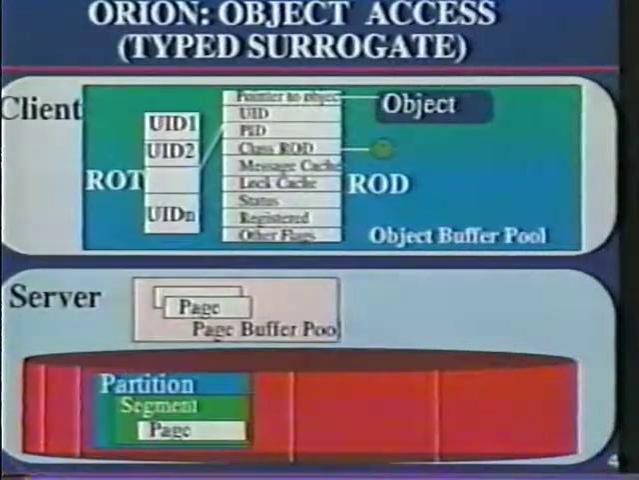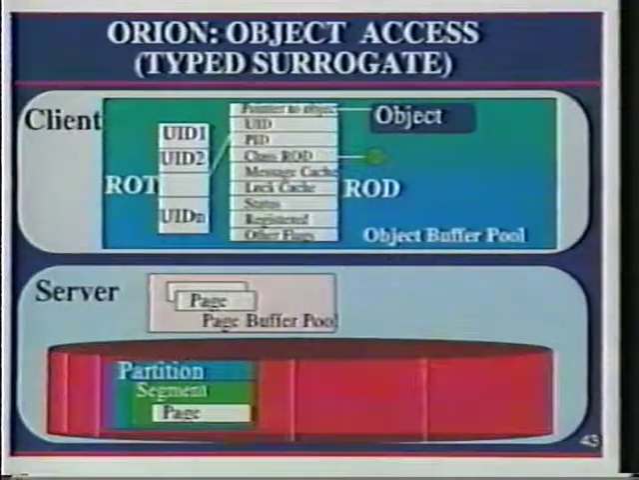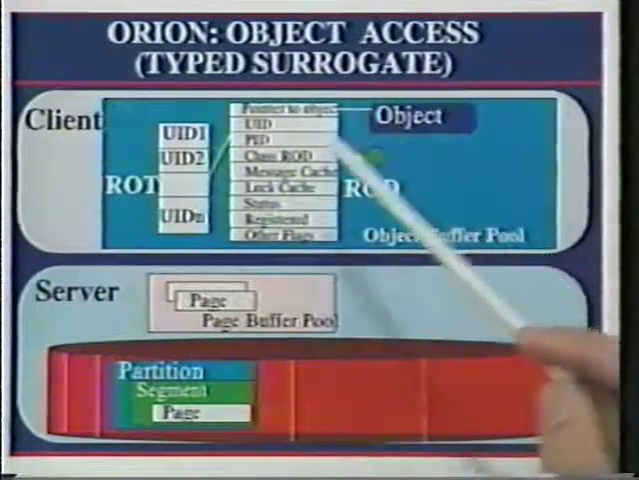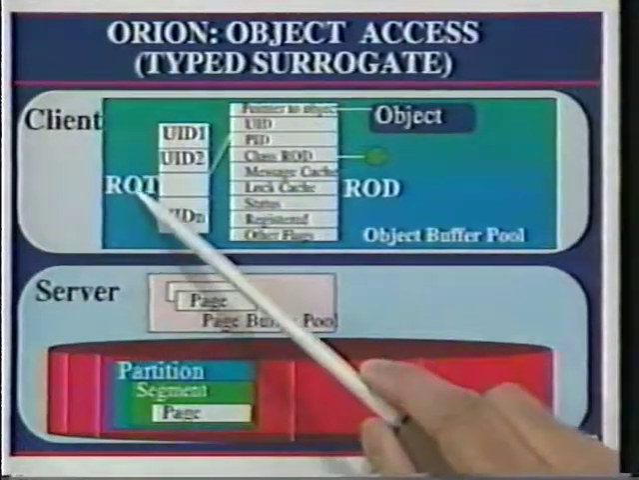And here is an example of that process, where Orion is one of the systems which is a type-based object server, and it uses some kind of an identity called the surrogate ID. Again, this is a fairly complex process, and this is called the typed surrogate. I'll try to explain that in a couple of minutes. The objects are not directly referenced in this case, but rather in the object buffer pool we create something called a resident object table.